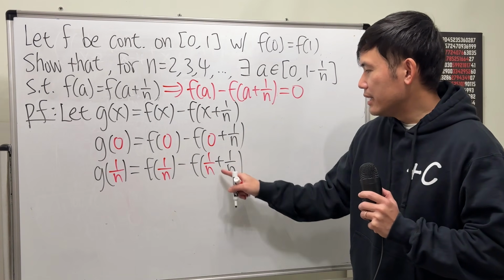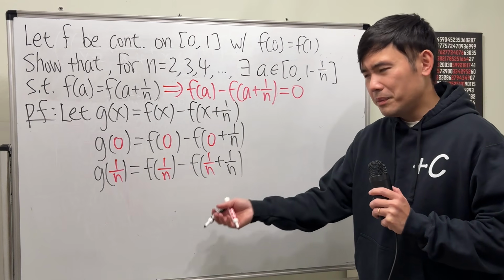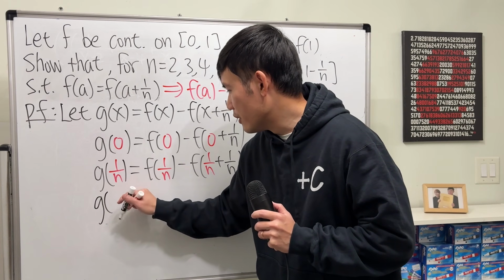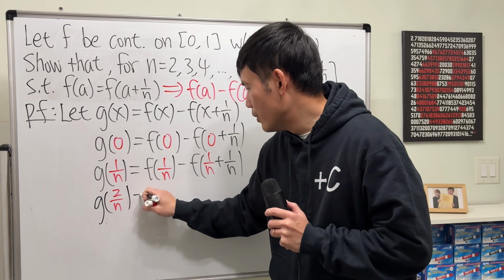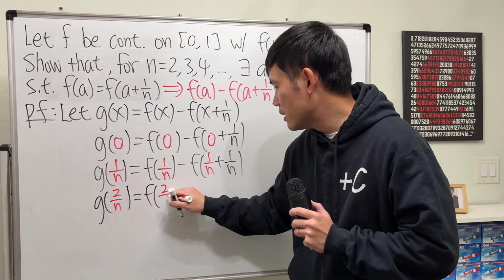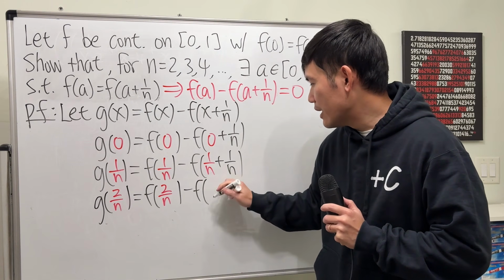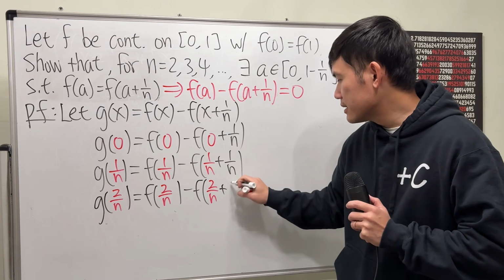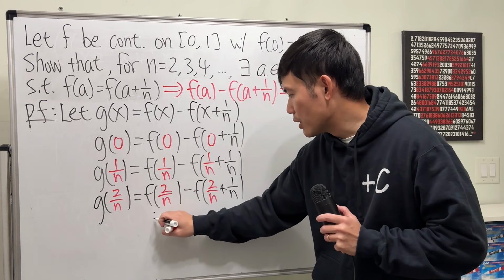Okay, so far so good. They cancel, and this is f of 2 over n. So maybe let's write down another one. g of 2 over n will be f of 2 over n minus f of 2 over n plus 1 over n, and so on, so on, so on.